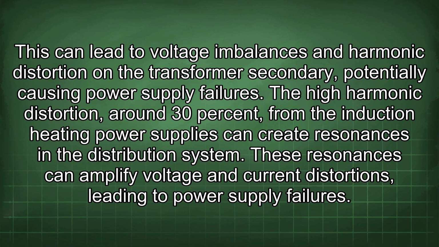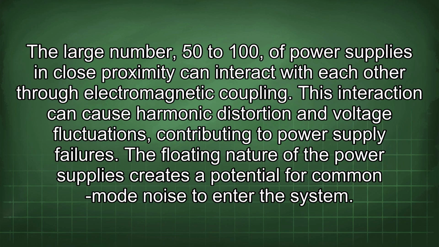The high harmonic distortion, around 30% from the induction heating power supplies, can create resonances in the distribution system. These resonances can amplify voltage and current distortions, leading to power supply failures. A large number, 50 to 100, of power supplies in close proximity can interact with each other through electromagnetic coupling. This interaction can cause harmonic distortion and voltage fluctuations, contributing to power supply failures.